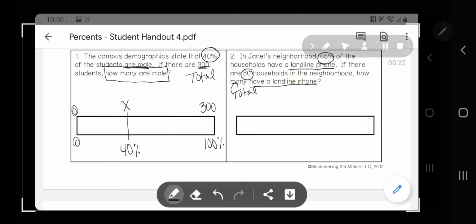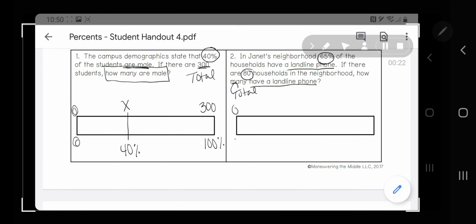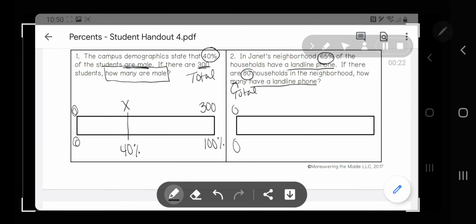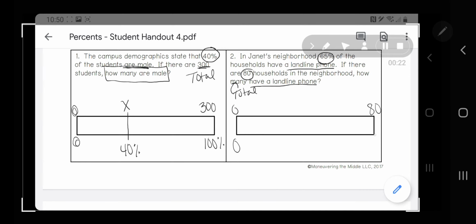And this is that percent I'm looking for. I have 65 of this total have landline phones. And I want to know what that number is. So I'm going to go ahead and set it up. I start off at 0. Now I have 80 total households. So 80 goes right here.